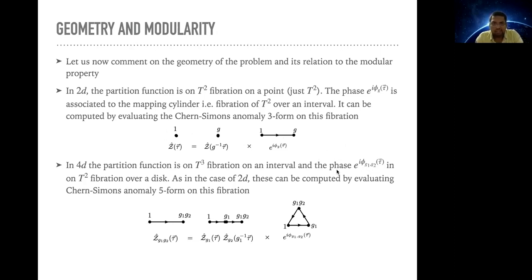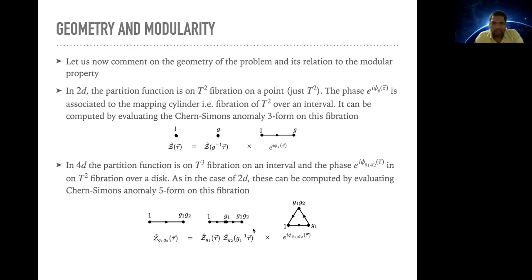And the phase is a T2 fibration, or T3, this should be T3, sorry, a T3 fibration over a disk. And that you can see as follows. So the first entry of this cycle is this guy, which is the partition function on this fibration with the G1, G2 transformation. But you can think of this fibration in two steps, one up to the G1 transformation and then to G1 times G2 transformation, like so.